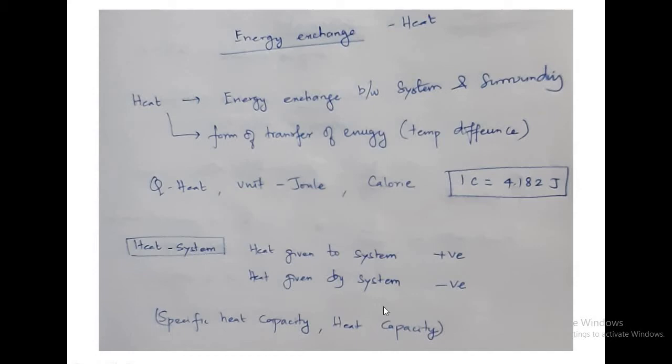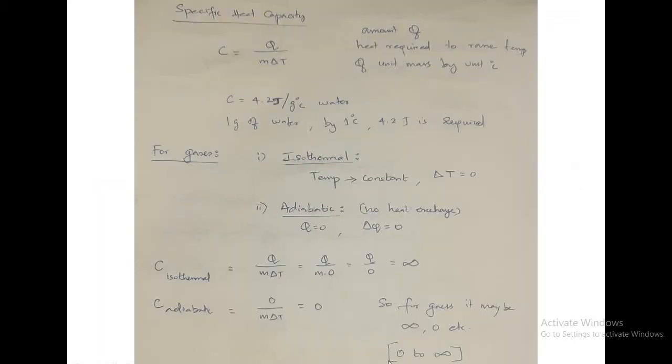This is specific heat capacity, or heat capacity. Generally, any material has a specific heat capacity. We were discussing this formula: specific heat capacity is the heat given to a unit mass for raising the temperature by 1 degree Celsius. So it is the amount of heat required to raise the temperature of unit mass, 1 kg or 1 gram, by 1 degree Celsius. For water it is 4.2 joules, and this is talking about solid and liquid materials.